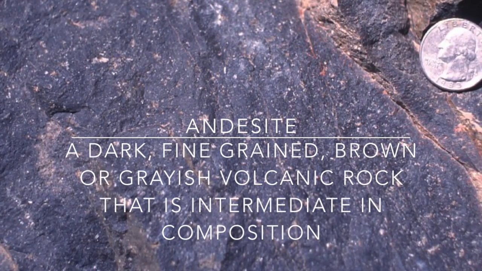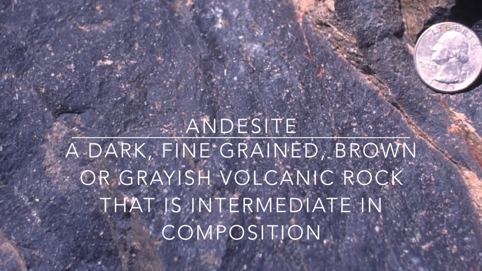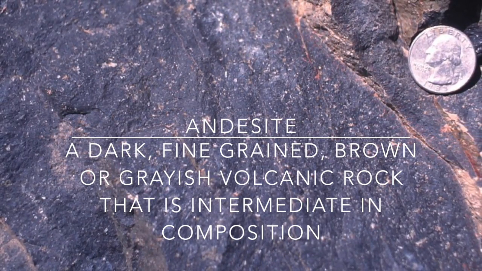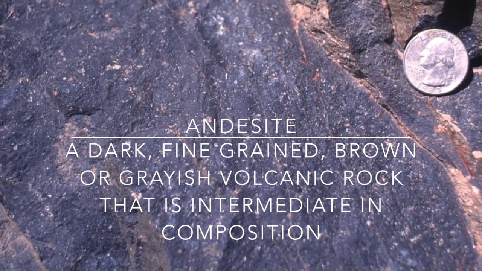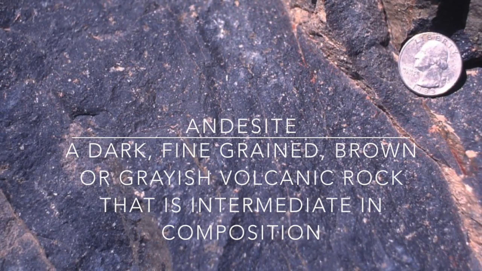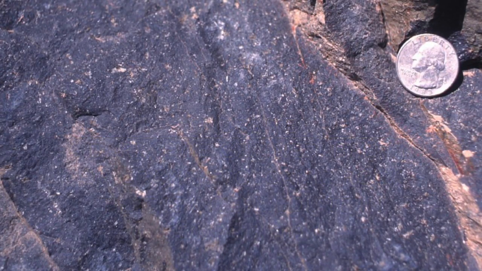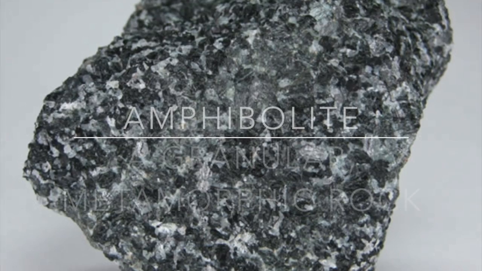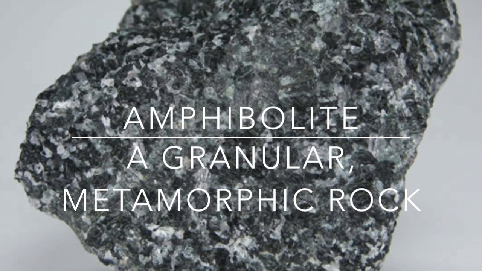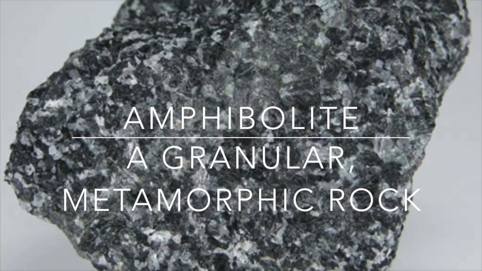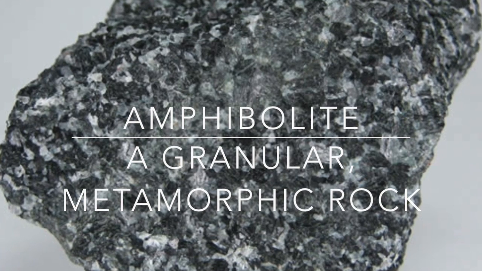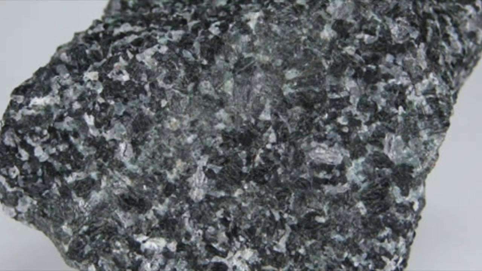Andesite is a dark, fine-grained brown or grayish volcanic rock that is intermediate in composition between rhyolite and basalt. It is typically formed at convergent plate margins. Amphibolite is a granular, metamorphic rock consisting mainly of hornblende and plagioclase.